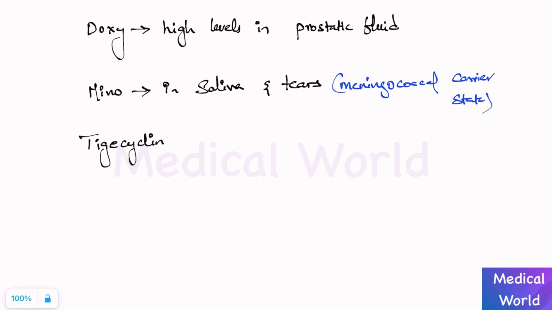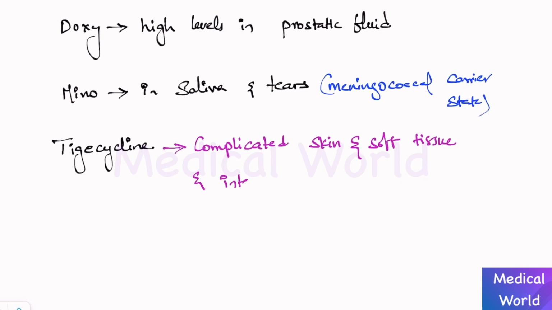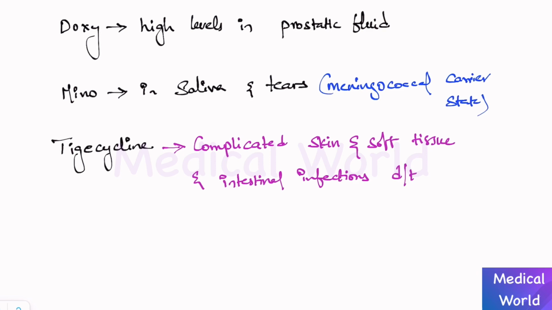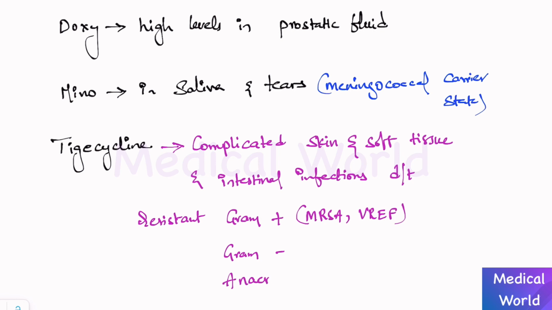So coming to the newer drug, tigecycline. Tigecycline is basically used in complicated skin and soft tissue and intra-abdominal infections due to resistant gram-positive organisms like MRSA and VRE. MRSA is methicillin-resistant Staphylococcus aureus. VRE means vancomycin-resistant Enterococcus faecium. It also covers gram-negative bacteria and anaerobes.